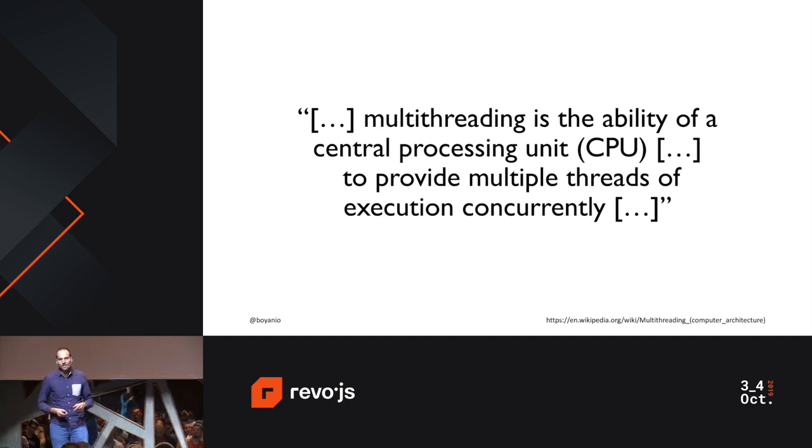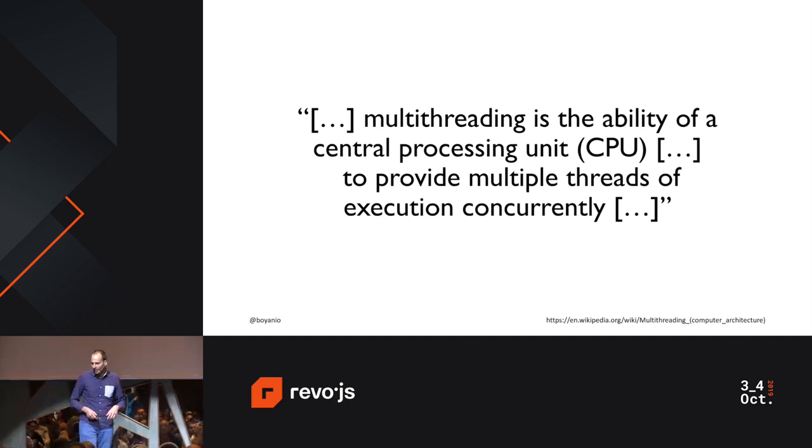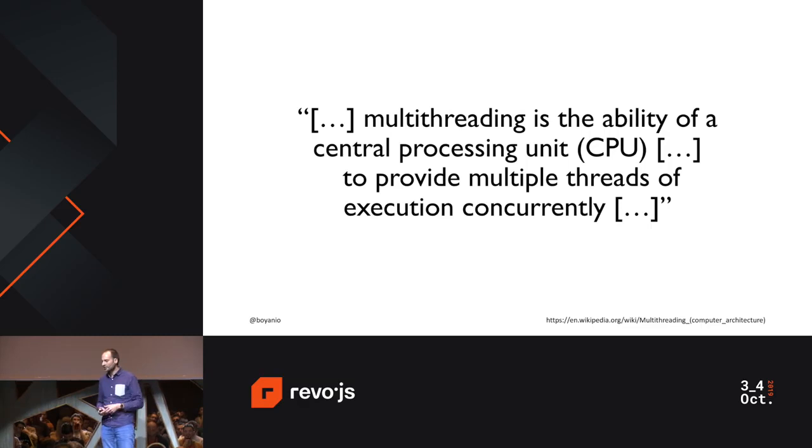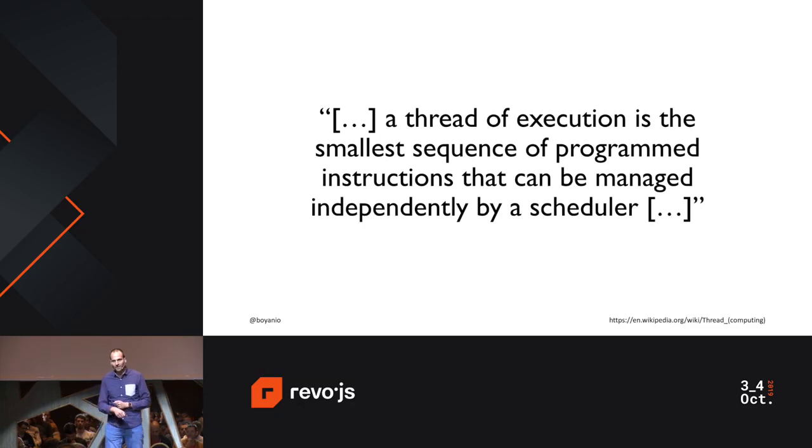If we open Wikipedia, we would read the following. Multi-threading is the ability of a central processing unit to provide multiple threads of execution concurrently. But I think in order to make this definition a bit more complete, we need to understand what a thread of execution is. So we go on in Wikipedia, and then we read that a thread of execution is the smallest sequence of programmed instructions that can be managed independently by a scheduler.